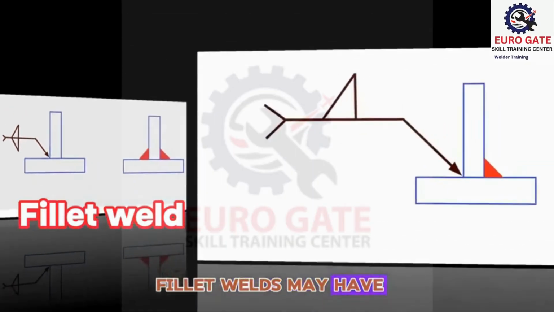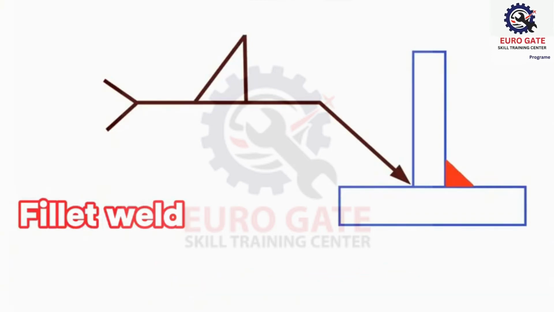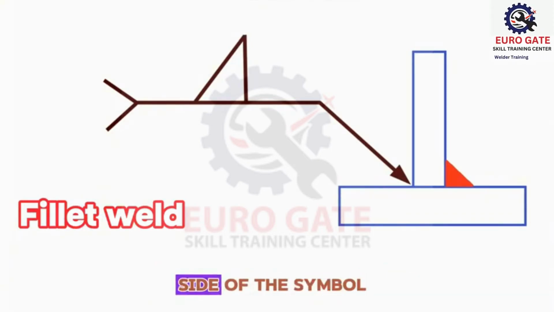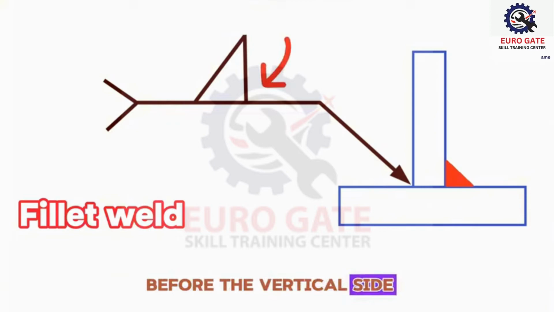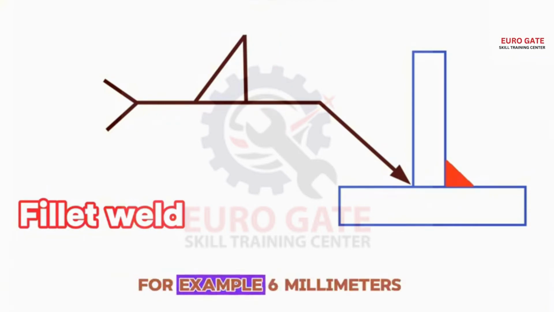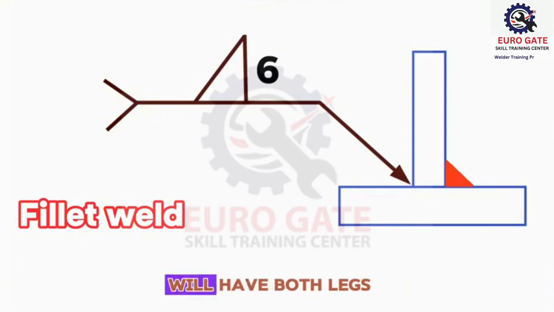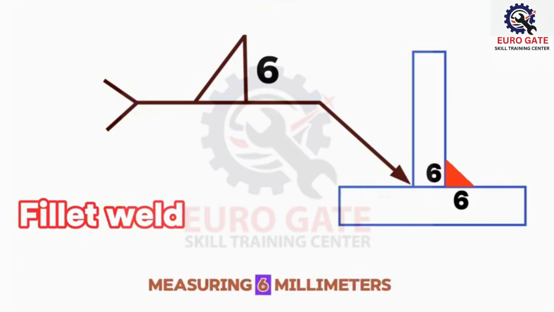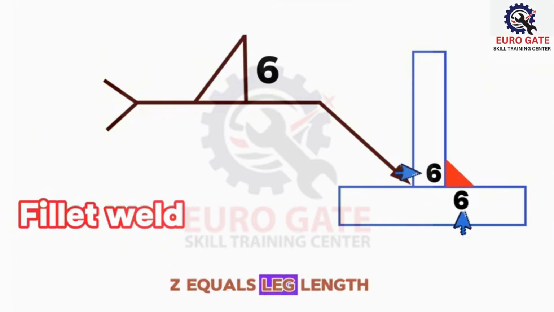Fillet welds may have a size associated with them. This size is called out on the left side of the symbol before the vertical side. The size is indicating the leg length of the weld. For example, a 6 mm fillet weld will have both legs of the weld measuring 6 mm from the plate to the toe of the weld. Z equals leg length.